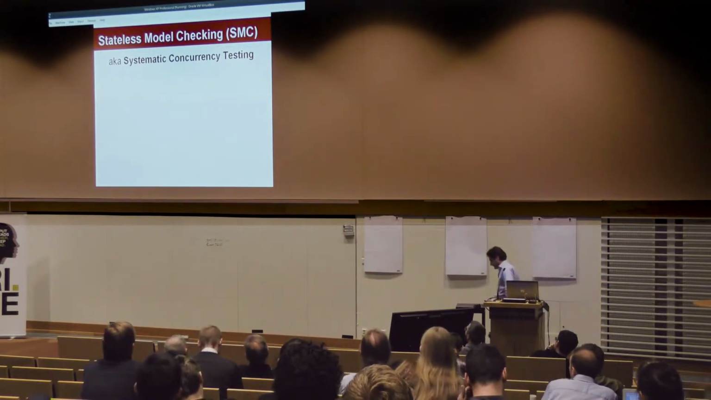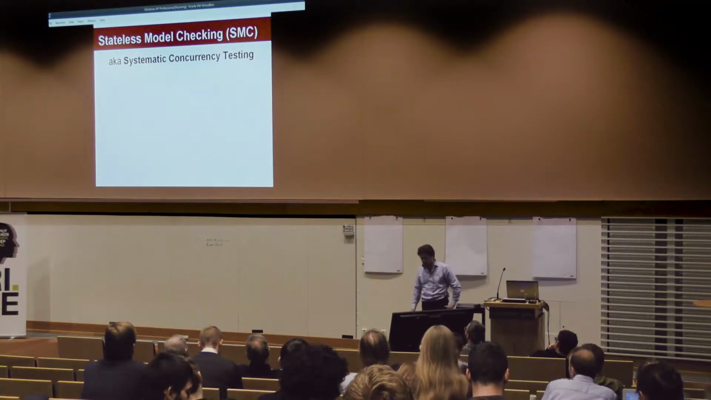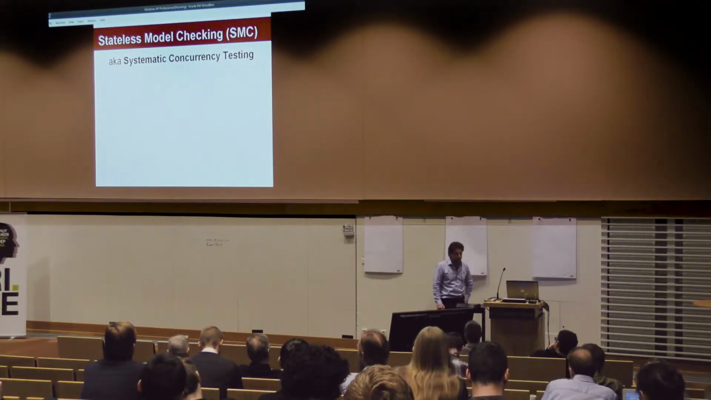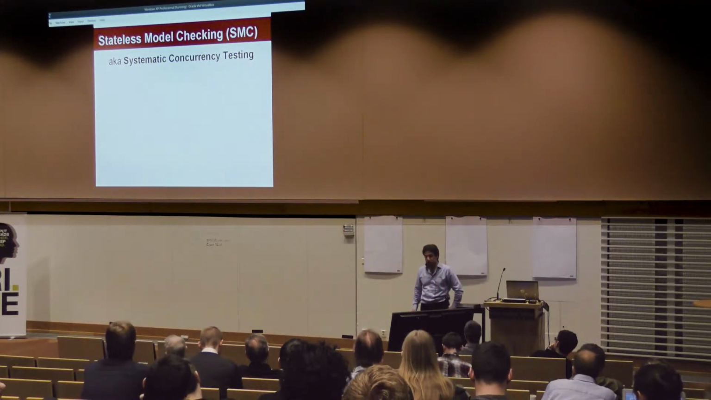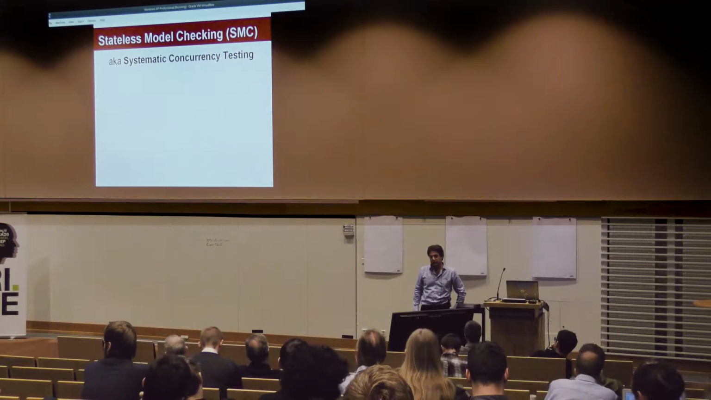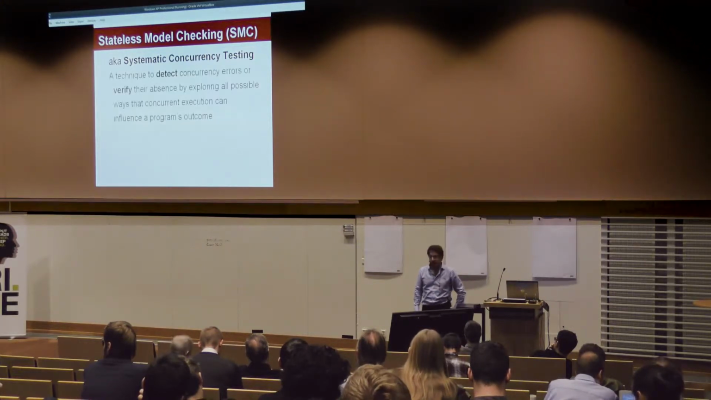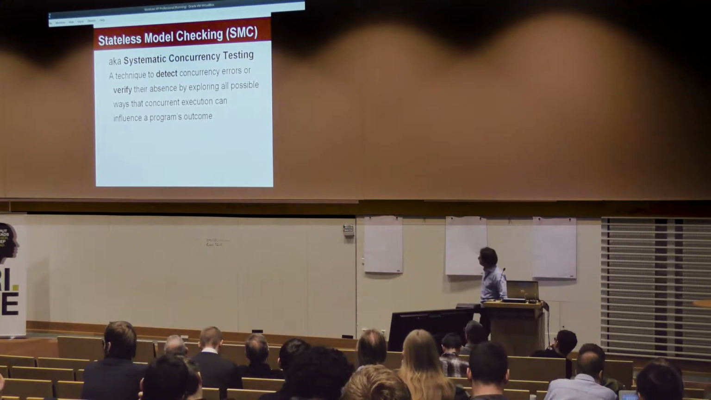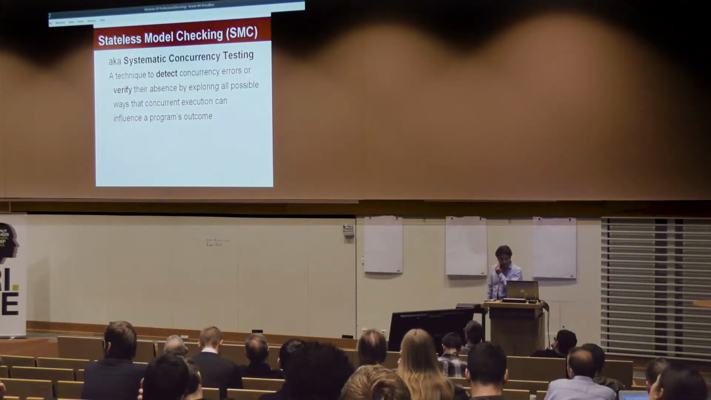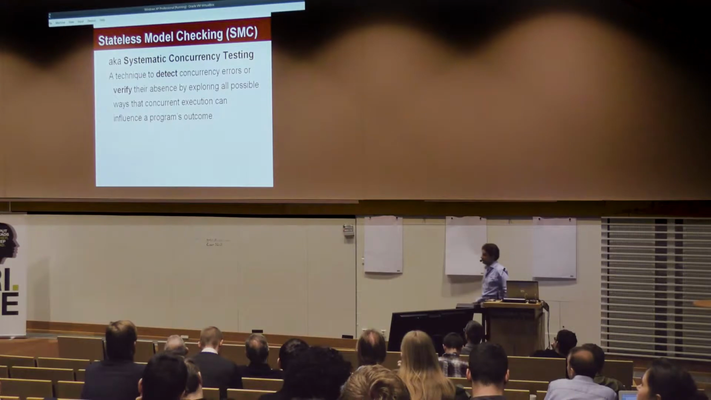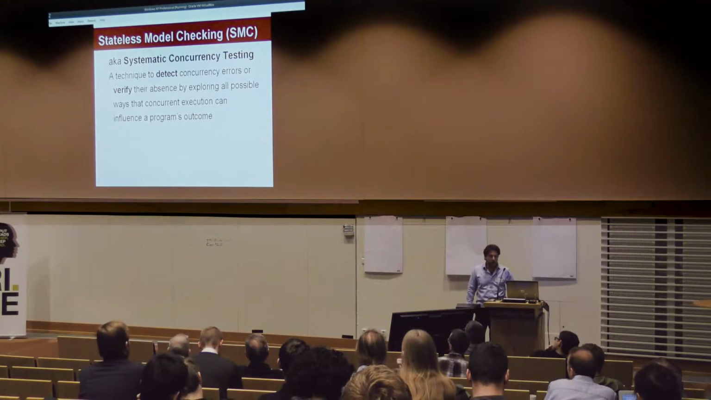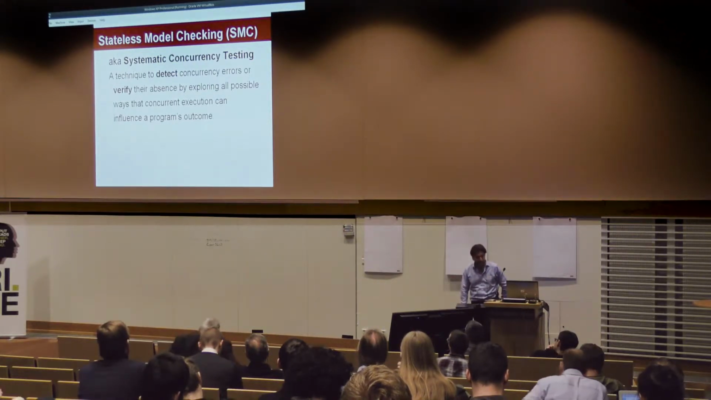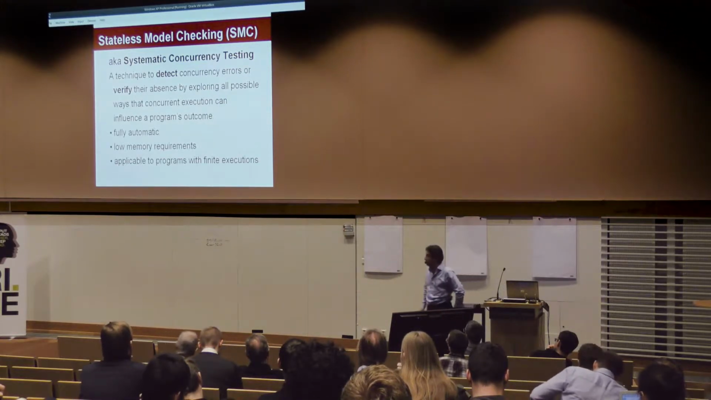These tools that we have been building at Uppsala are tools for systematic concurrency testing, if you want to use them as testing tools, also known as stateless model checking if you want to verify programs. So this is a technique that tries to detect concurrency errors and verify their absence by exploiting all the possible interleavings that a concurrent program might have, and exploring all the possible ways that concurrent execution can influence a program's outcome. The nice thing about it is it's fully automatic.